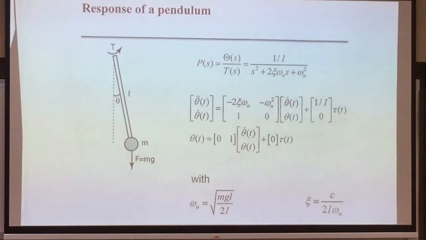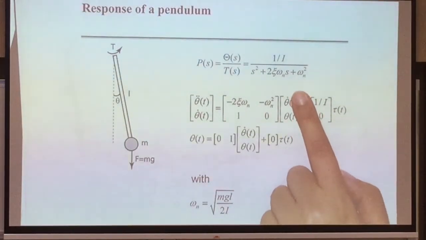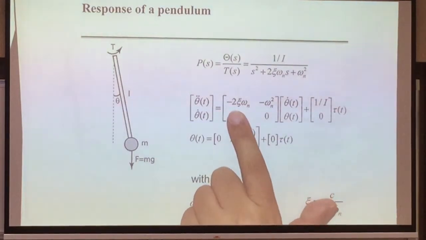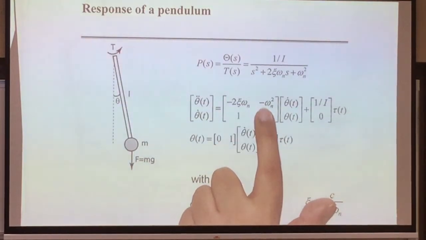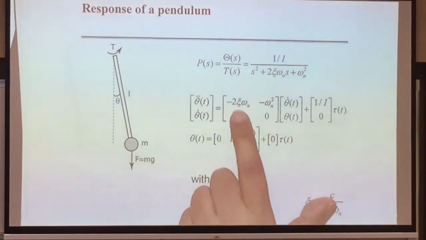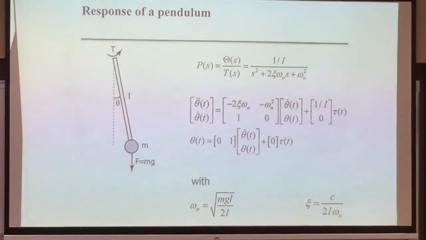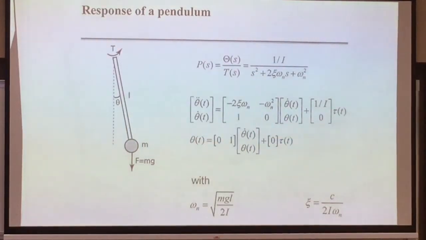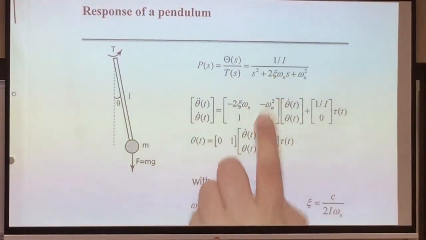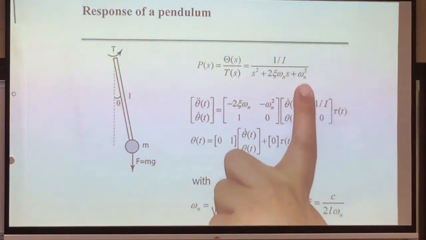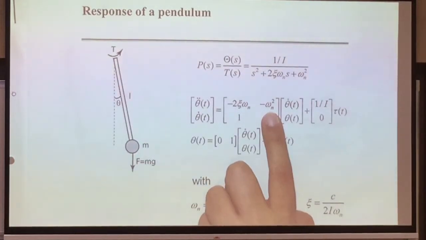So you can also look at the transfer function. Instead of having minus c over I and minus mgl over 2I, you can just write it as 2 zeta omega and zeta omega squared. And from here to here, you actually derive. You know how to derive if I put a transfer function in this state space model? No? Very good. If you don't know, tell me.